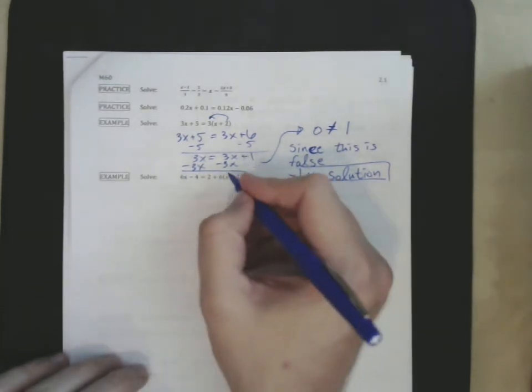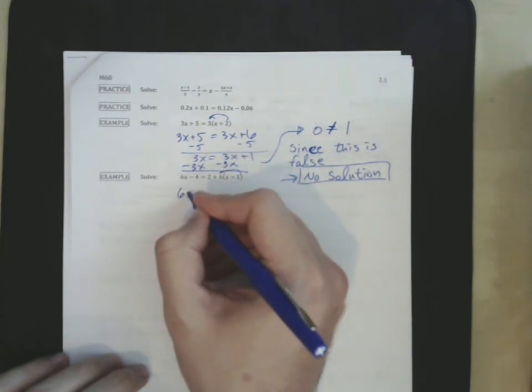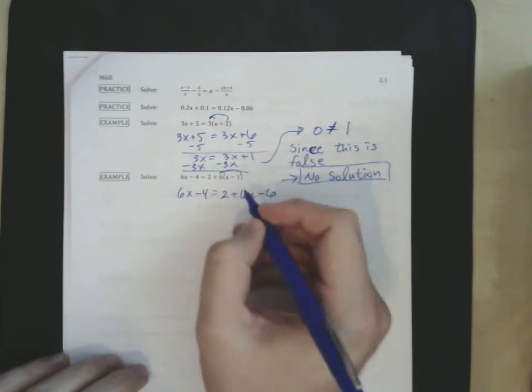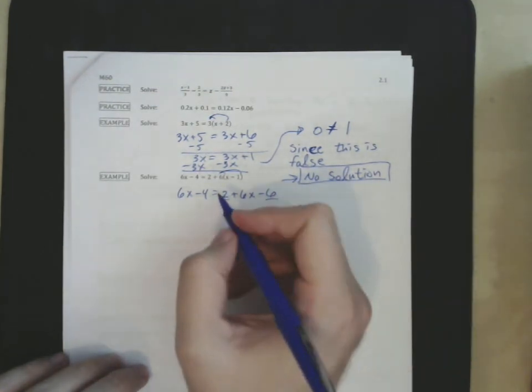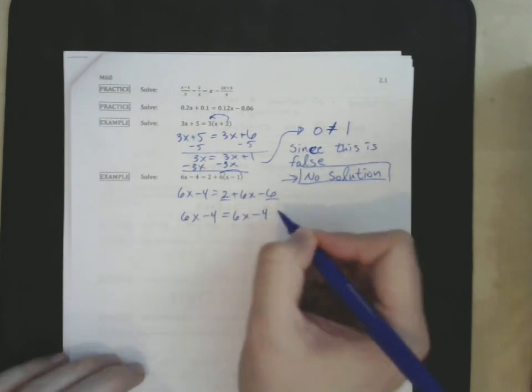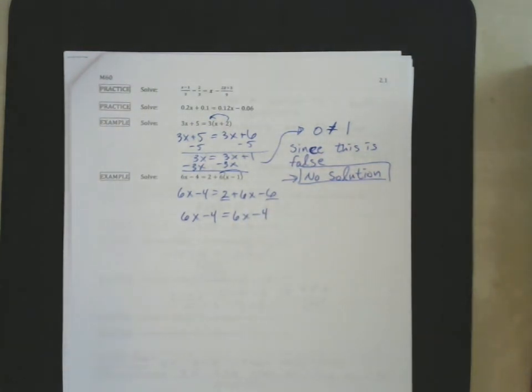Okay, so this last one here, we need to distribute the 6. So we have 6x minus 4 equals 2, plus 6x minus 6. Collect like terms, 2 minus 6 is minus 4. 6x minus 4 equals 6x minus 4. Well, this is always true.